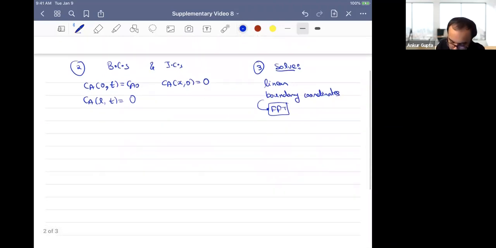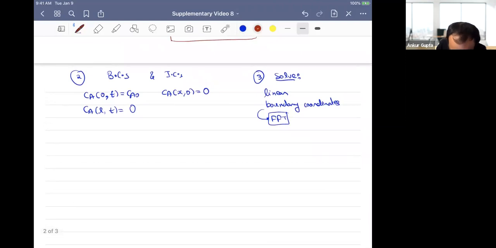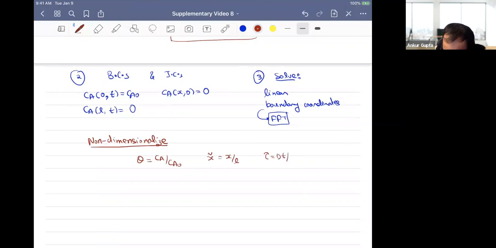So that's the process. The first thing we typically do before we start any FFT steps is non-dimensionalize. And we did the same problem, non-dimensionalization, a couple of times in class. So I'm just directly going to give you the result. Theta is C A by C A naught. X tilde is x by L. But I do really encourage you to try this yourself. Tau is D A t by L square. So it becomes del theta by del tau is del square theta by del x tilde square.